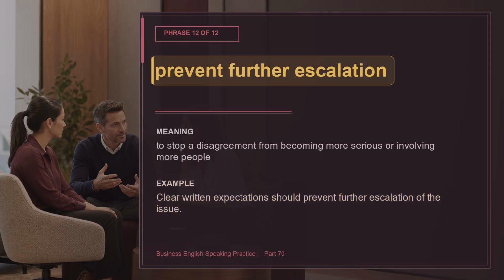Prevention can include early communication, boundaries, documentation, or senior support. It protects the team from additional disruption. Use this phrase when risk remains after an initial intervention. Now repeat: prevent further escalation.